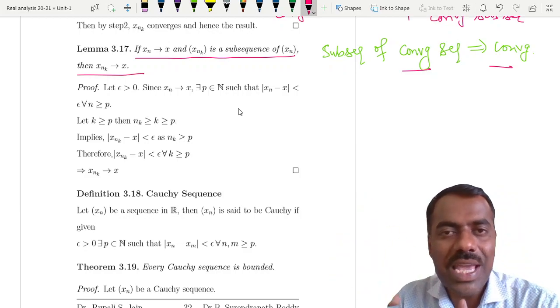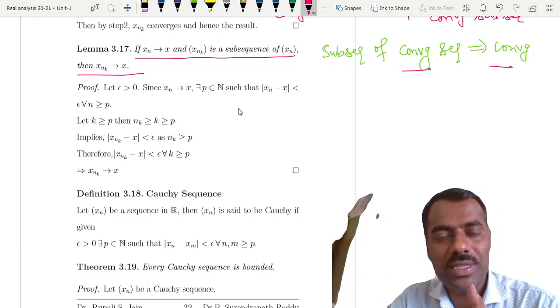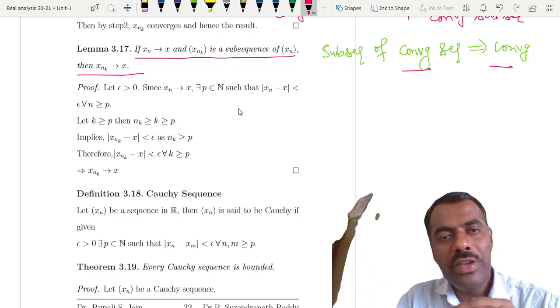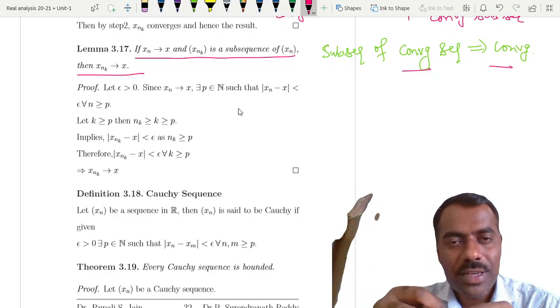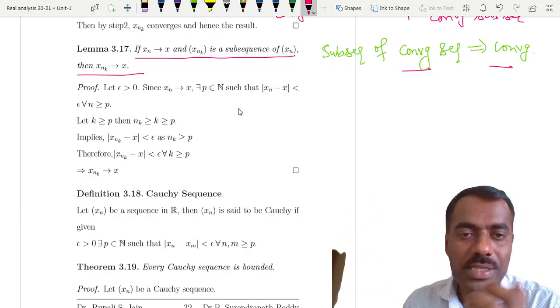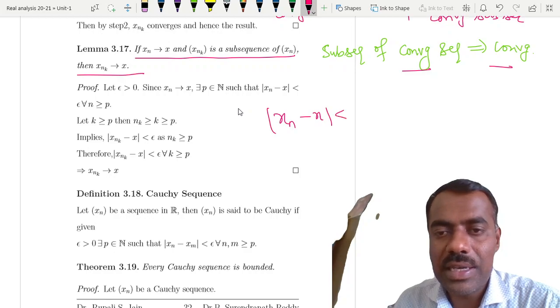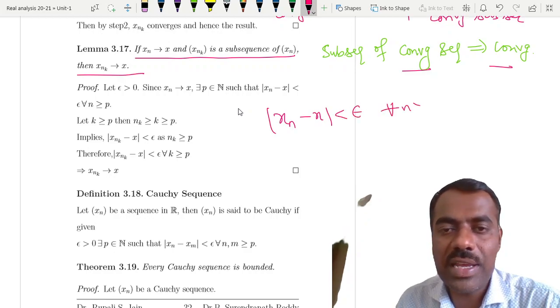After some stage, every element of that xn sequence is close to x. So every element from that subsequence coming after that stage is already close to x. Is that clear? So if |xn minus x| is already less than epsilon for all n greater than or equal to, say, call it some p.